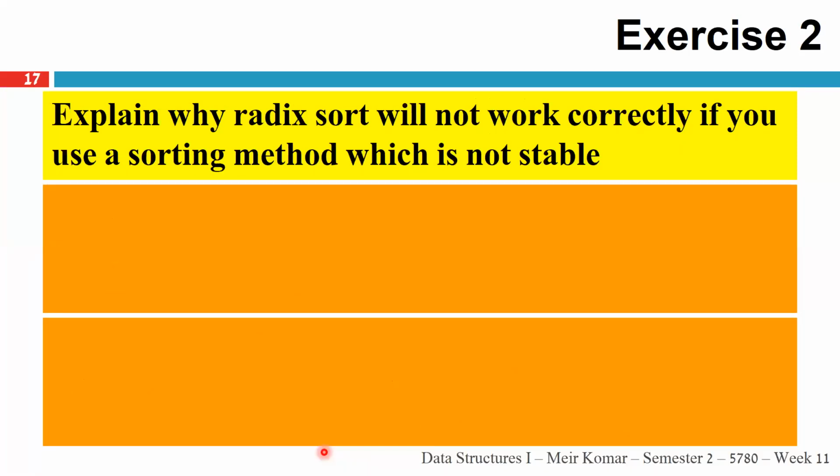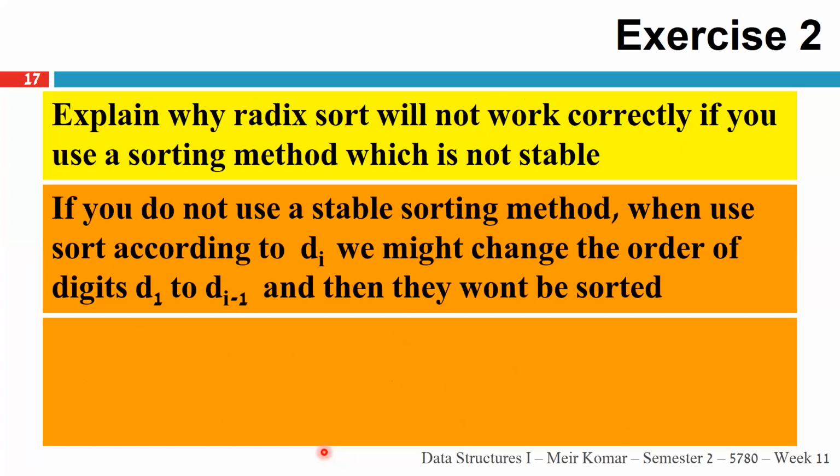Okay. Let's take a look at this question, the question that you asked in the beginning of today. Why doesn't radix sort work if the sorting method is not stable? So the answer is very clear. When we're sorting according to digit i, if we're not using a stable sort, the digits before that, from i minus 1 down to digit 1, again LSD, might change the order. It doesn't have to be, but they might.